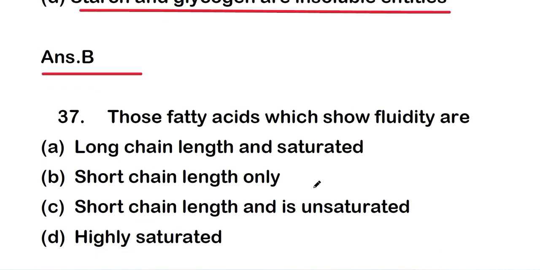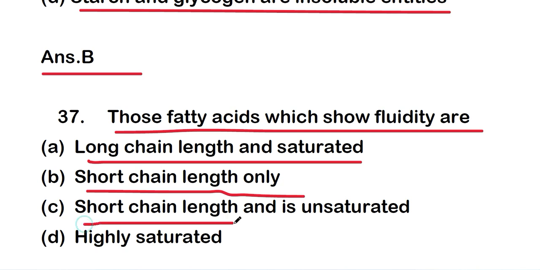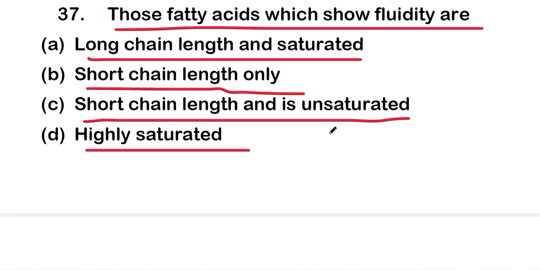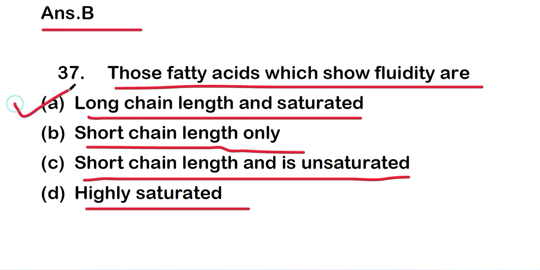So move on to the next question, that is those fatty acids which show fluidity are option A, long chain length and saturated, or option B, short chain length only, or option C, short chain length and unsaturated, or option D, highly saturated. And the right answer is option A, that is long chain length and saturated. So those fatty acids which show fluidity are long chain length and saturated.